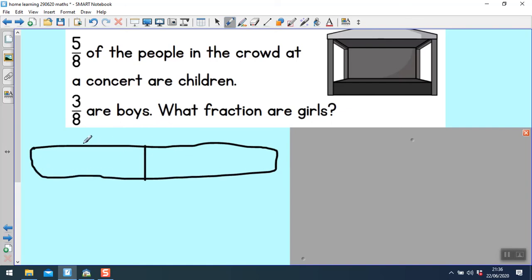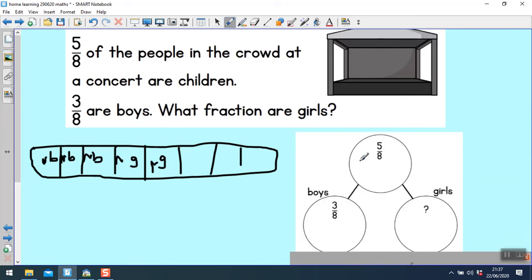So I am working with 8ths, split a bar into 8, try and make them equal. 5/8 of the people in the crowd, the whole bar is everyone in the crowd, which means the 3/8 are adults, but these 5/8 are the children. So 5/8 in the crowd are children, and 3/8 of them are boys. What fraction are girls? So the 2 that's left. 2/8 are girls.